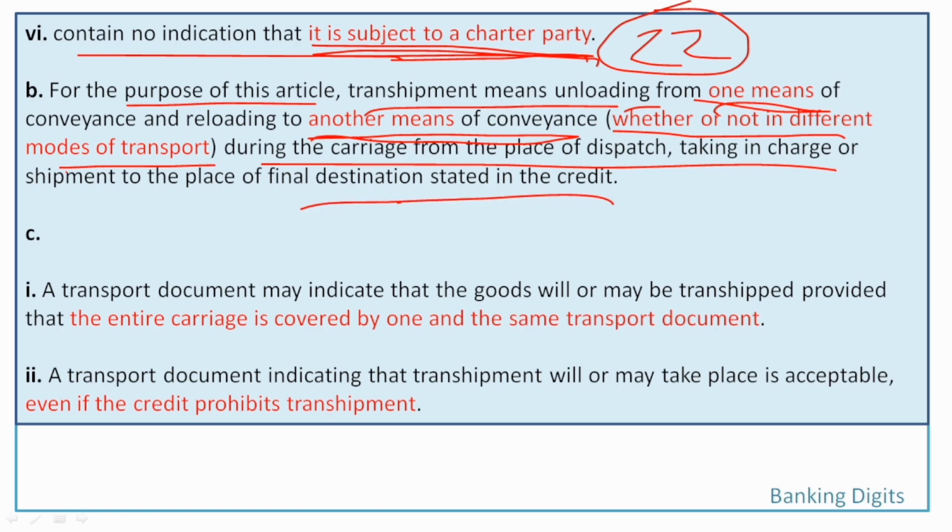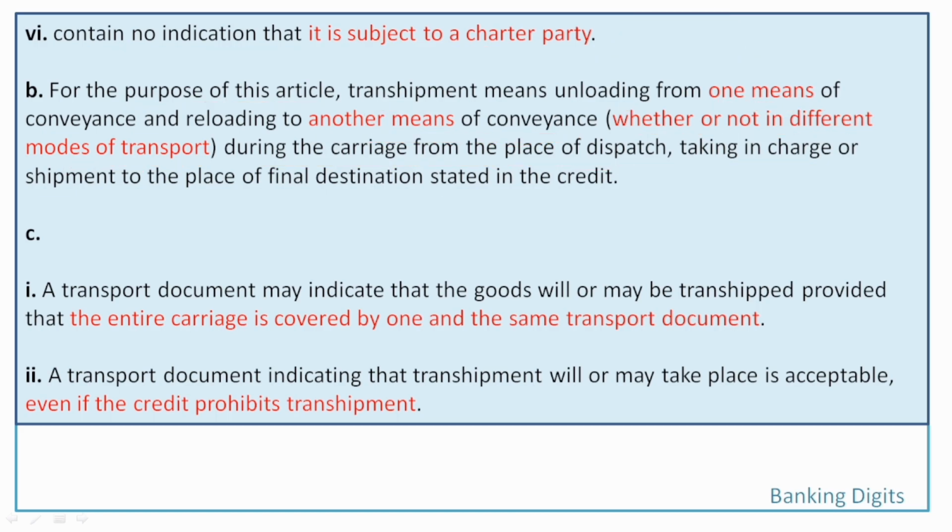It means, say for example, goods are getting shipped from Dubai to USA as per the transport document. Now, during the carriage, at any place, goods can be transferred from one ship to another ship, or from one ship to another truck, or from one ship to another railway, and likewise. So if goods are unloaded and reloaded from one vehicle to another vehicle, whether it is the same mode or a different mode of transport, both cases will be treated as transshipment.